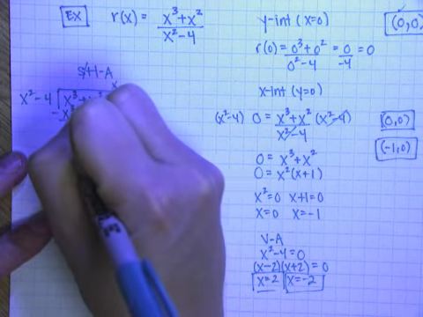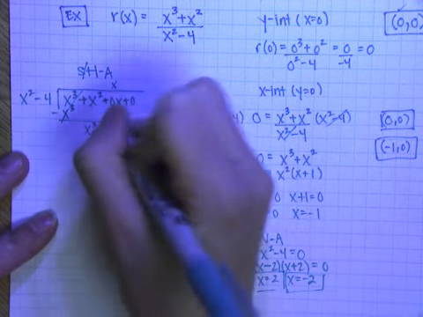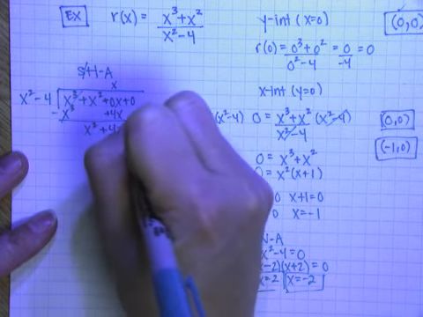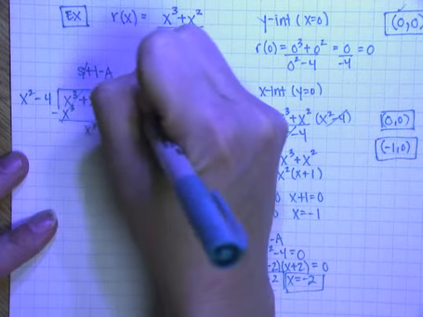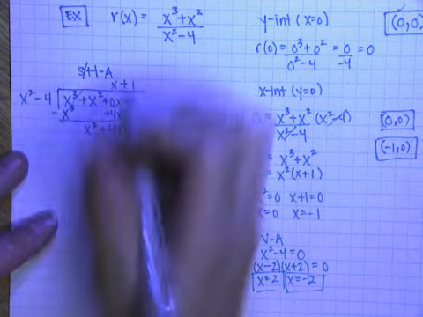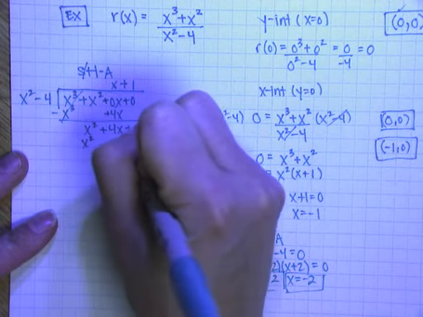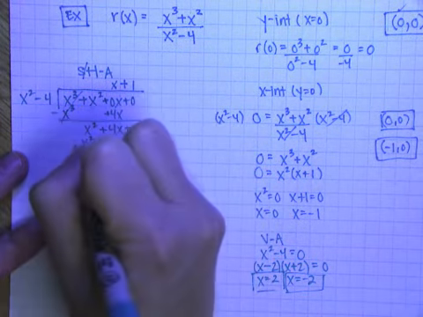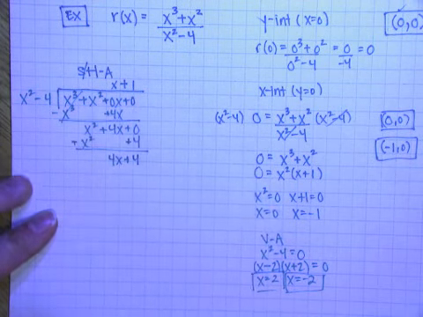I change the signs, so then I bring down my x squared because these x cubes cancel. I get plus 4x plus 0. x squared and x squared goes in once, so I get a plus 1 there. 1 times x squared is x squared. 1 times a minus 4 is a minus 4. And then I switch the signs, and I get 4x plus 4.